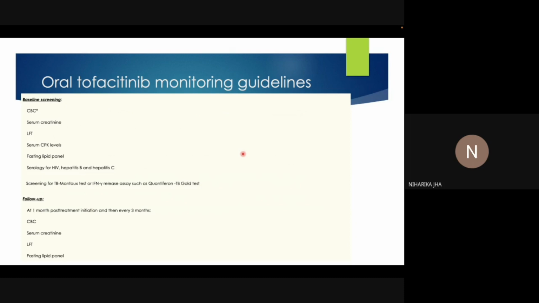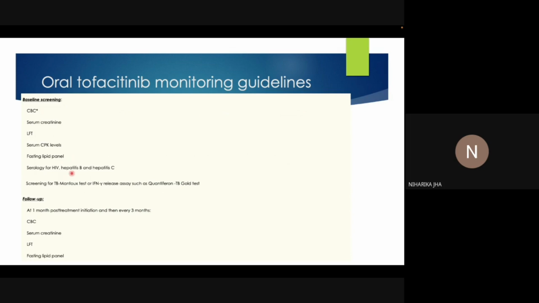Before starting any patient on oral tofacitinib, we have to conduct certain tests. A battery of tests has to be done once before starting the patient on treatment with tofacitinib, and then we have to repeat them, that is, monitor the patient again after starting. So before starting, we ask the patient to get tested for routine blood investigations, which include CBC, KFT, which is the kidney function test, LFT or the liver function test, CPK levels, and a fasting lipid profile.